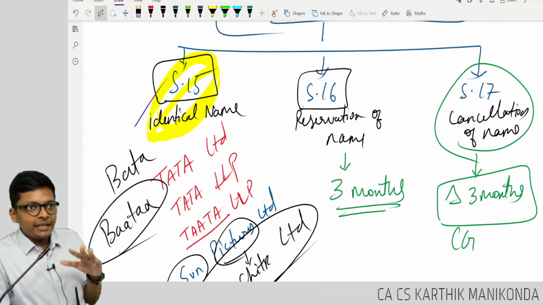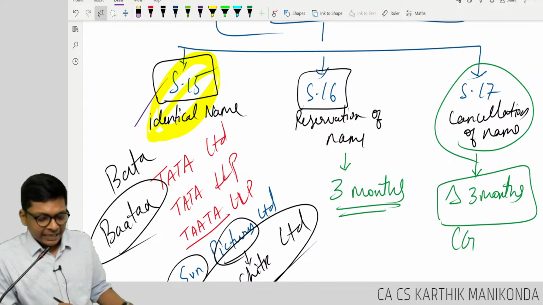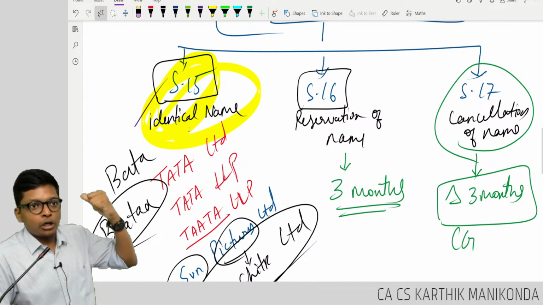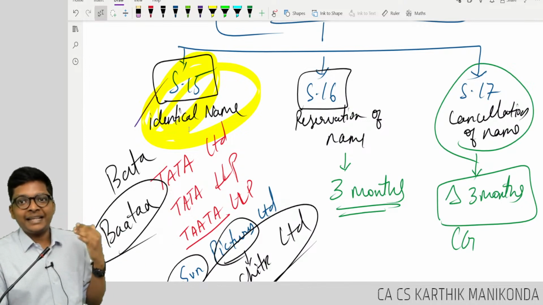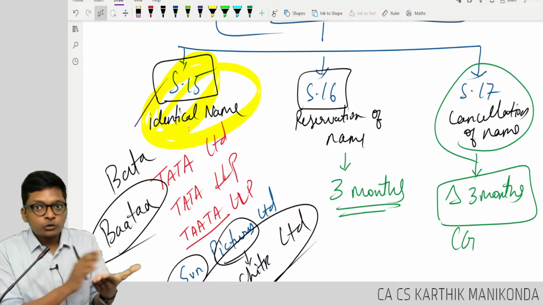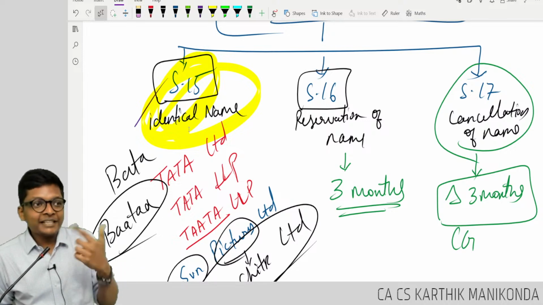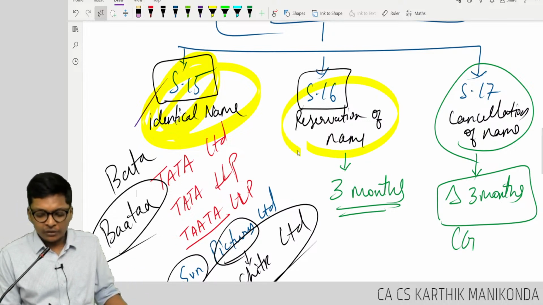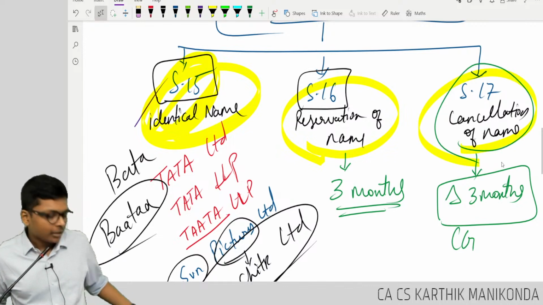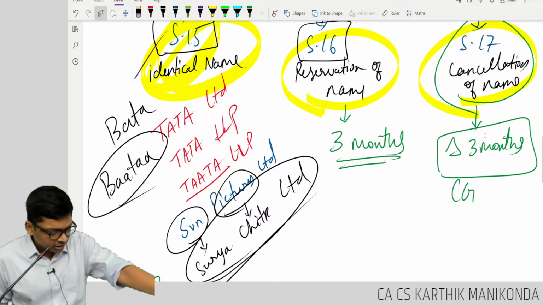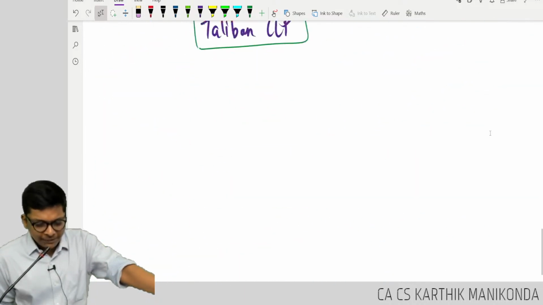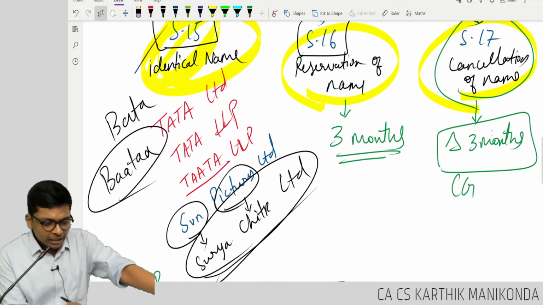Now this is why, when you start a company, it will check if the name is already there. If it's not there, you will get it. Earlier days we didn't have a website. ROC used to check manually. That's when duplication used to come. This name is reserved for 3 months, cancelled within 3 months. Are you following, guys?